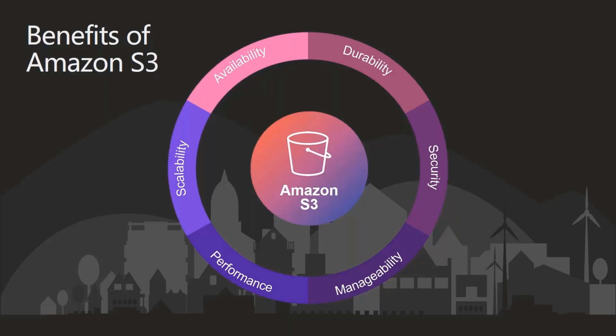So on the availability side, we have availability designed as high as 4 nines with some of our storage classes, like S3 Standard. So with the availability of Amazon S3, you know your data is going to be there and available when you need it. And we do have a service level agreement guarantee behind our availability. On the durability side, we have our 11 nines of durability that are offered with Amazon S3.